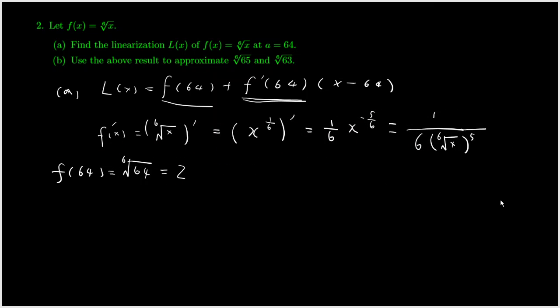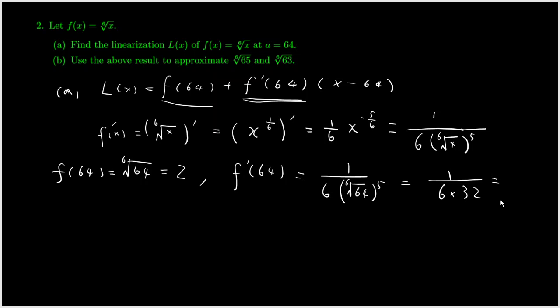So we have seen that, right? For the derivative of the function at 64, you plug a value of 64 into the derivative. So you have 1 over 6 times the 6th root of 64, and then the whole thing to the power of 5. So you have 1 over 6 times, the 6th root of 64 is 2, to the power of 5. I think it's 32, is that right?